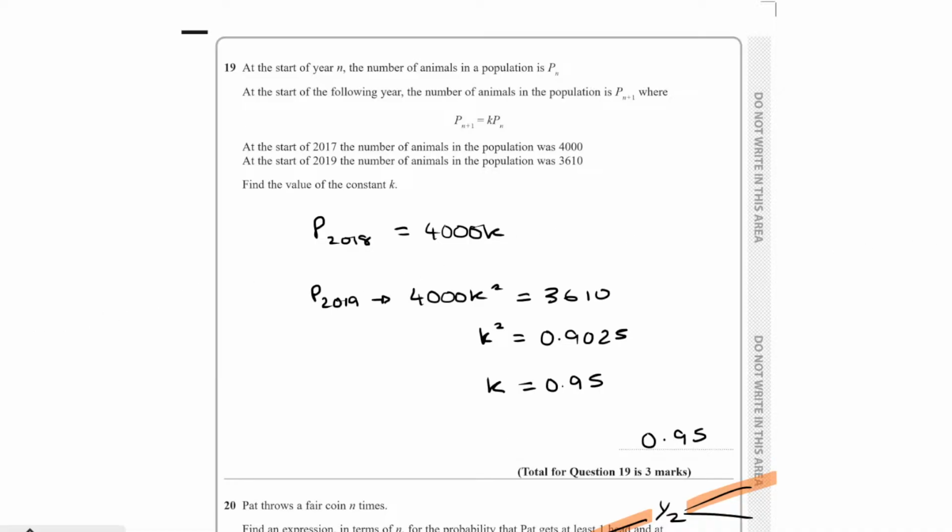So I got the k squared because if you look at the formula, do you see how effectively you take the previous answer and you sub it into the formula? The previous answer was 4,000k, but then I have to times it by k. Like every year you have to times by k, don't you? So if you think about it like that, 2 years is obviously k squared, isn't it? Because you see how the difference was 2 years? It was 2017 to 2019, it was 2 years. So for 2018, it was just 4,000k, but then for 2019, it was 4,000k times by k again, which gave me k squared.